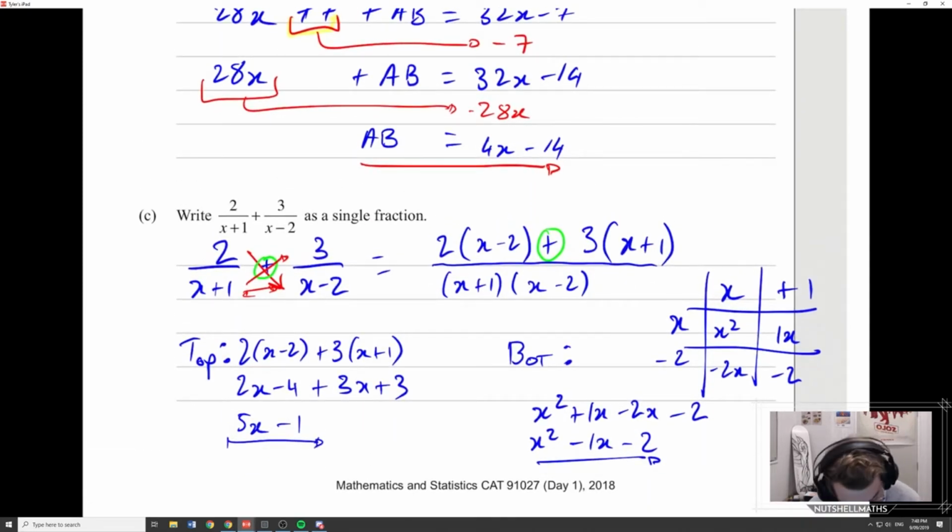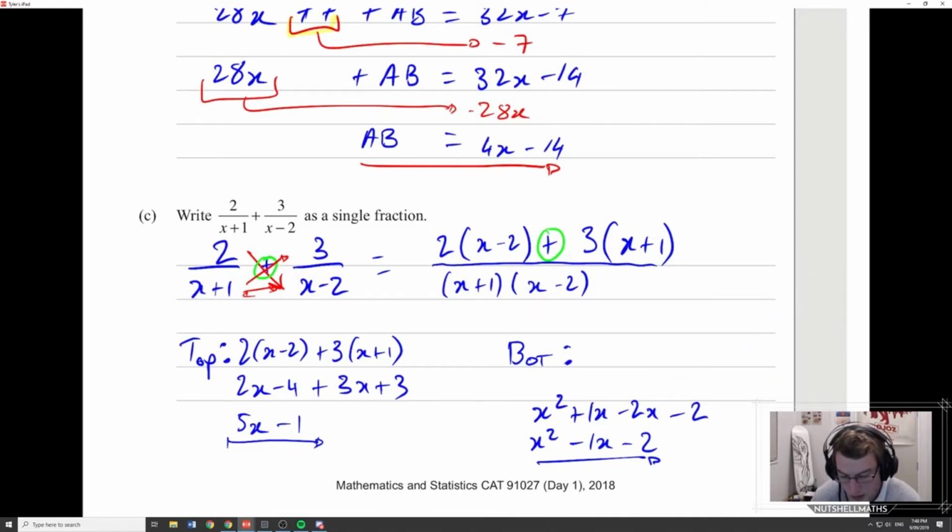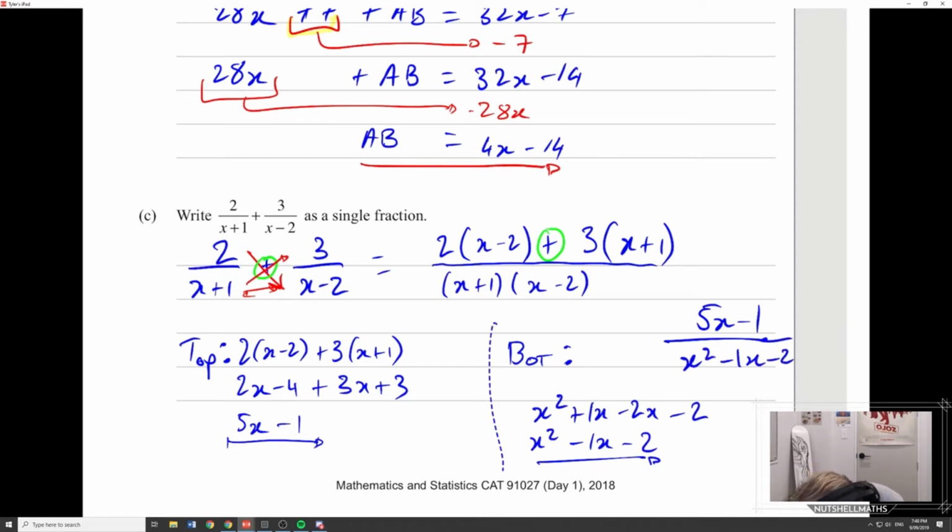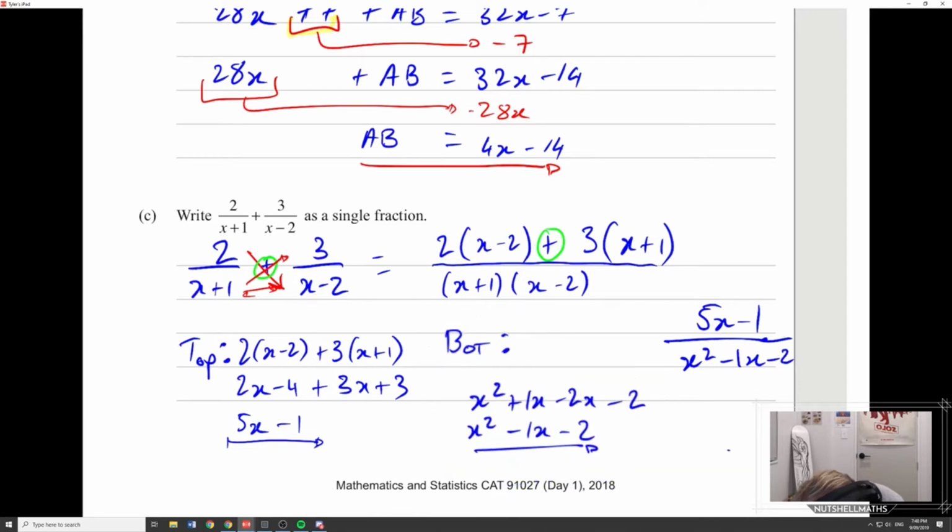We're almost running out of room. I'm going to erase this working here and just put my final answer there. So I've simplified the top. I've simplified the bottom. Now let's write the whole thing as an answer. So 5x minus 1 is the top, all over x squared minus 1x minus 2. Now let's just tidy this all up. Imagine if you could do this in your test. And let's make it very clear to our marker that this is our answer.